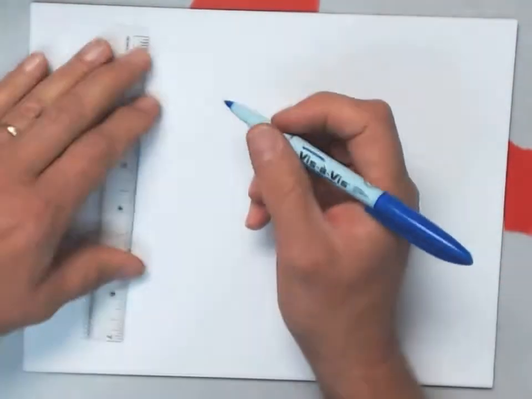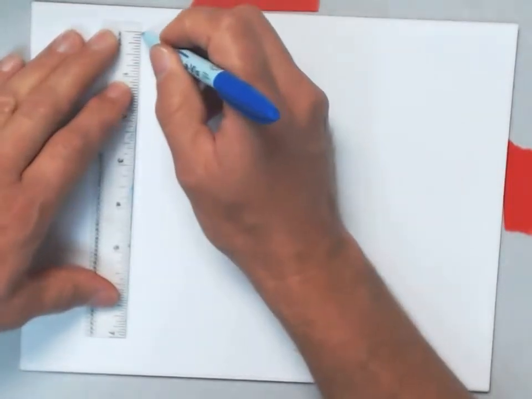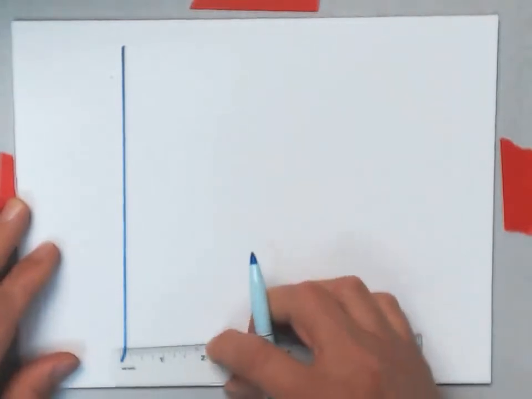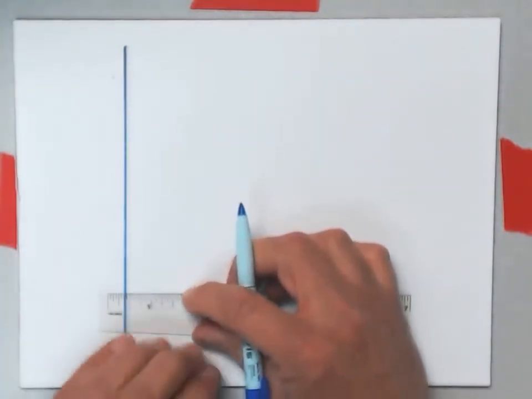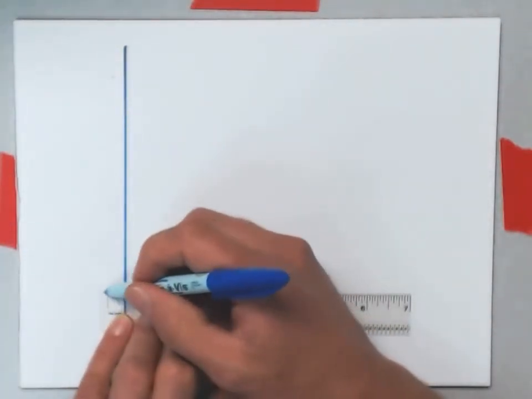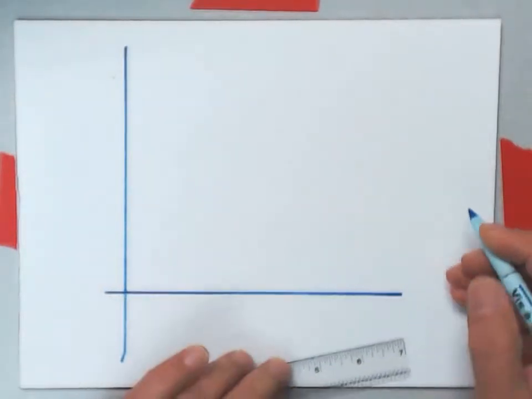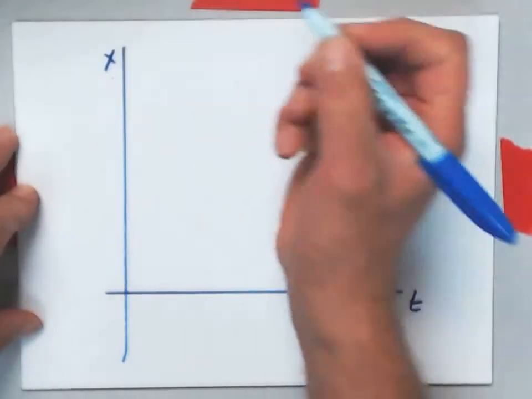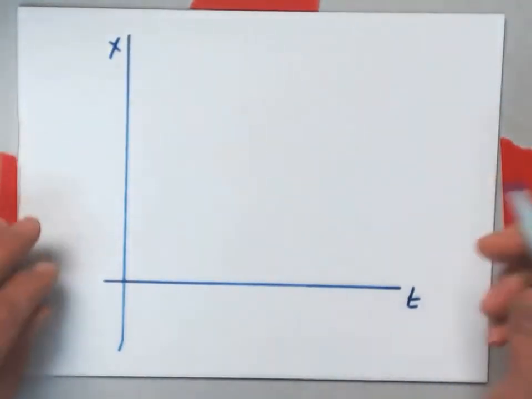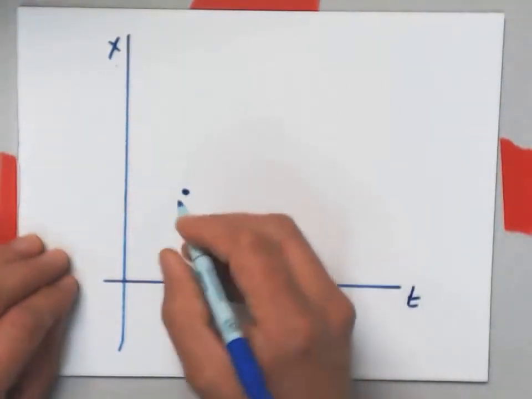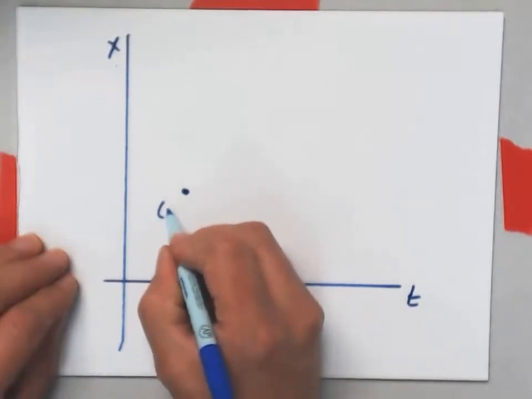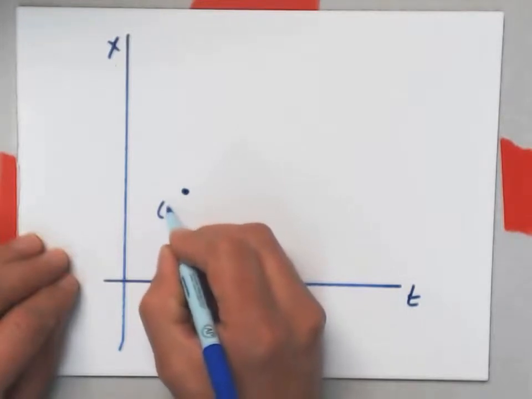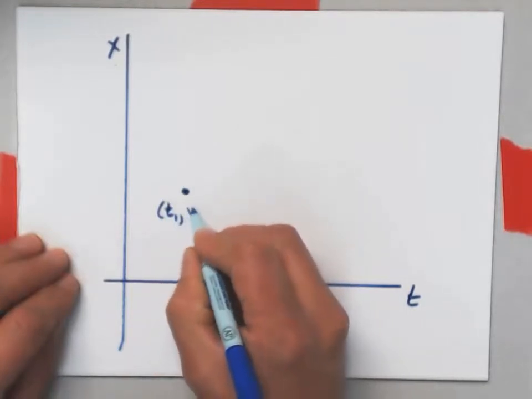I'll try to make a nicer graph this time, and a bigger one. Okay, there's my x-axis. Is it troubling you to have an x-axis that goes vertically? Here's my t-axis. So t in this direction, x in this direction. And I can start off with, let's see, call this point here t1, x1.